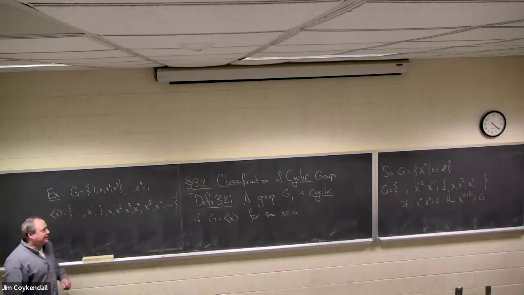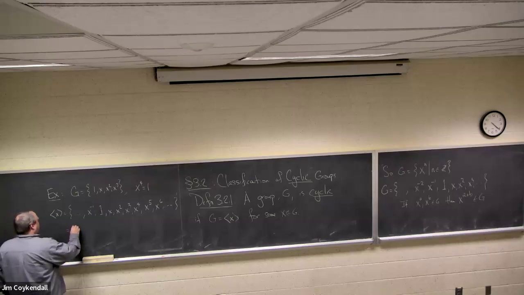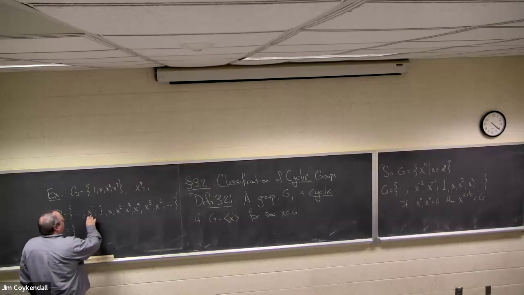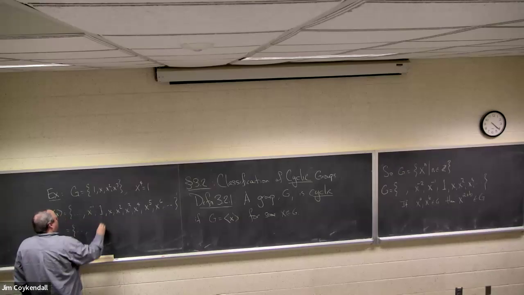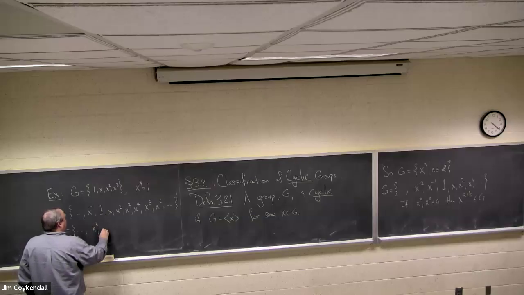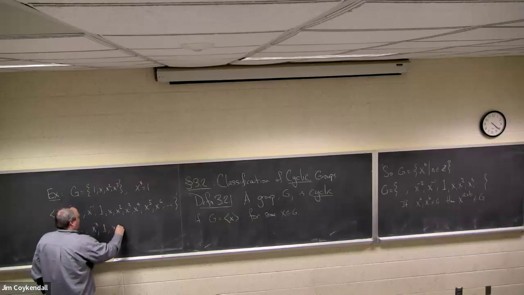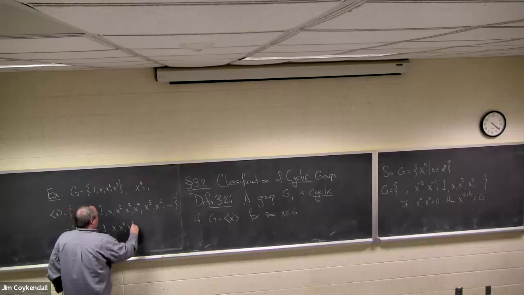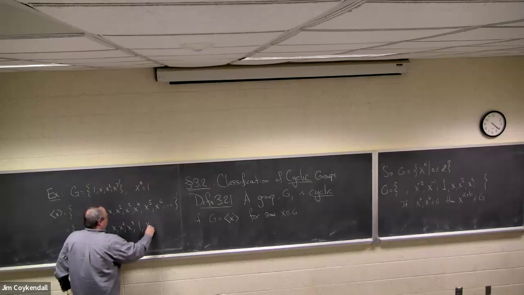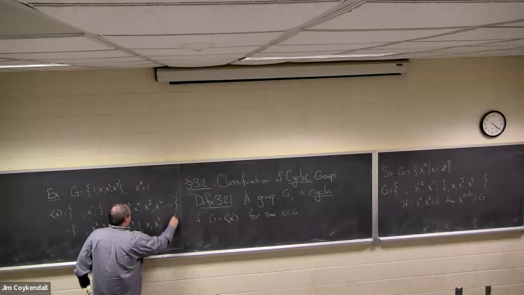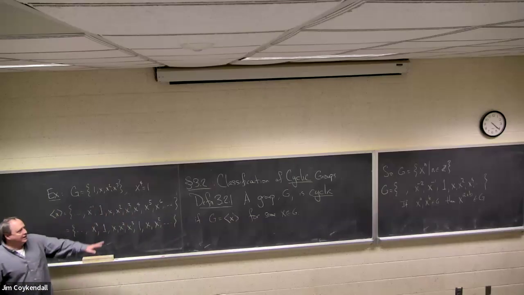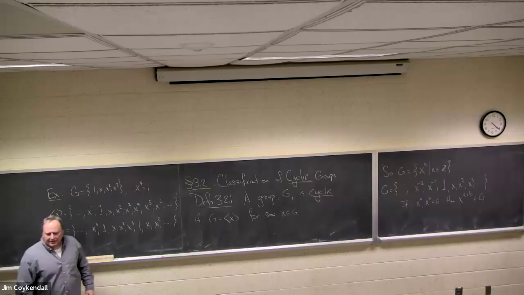If I make that list like I did over here, this translates to X to the minus 1 is X cubed, that's the inverse of X. This is 1, X, X squared, X cubed, and then it begins to repeat. So, like I said, nobody said that everything in that list had to be different, but this is what the definition of a cyclic group is.